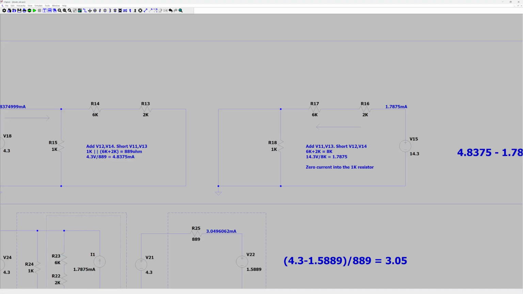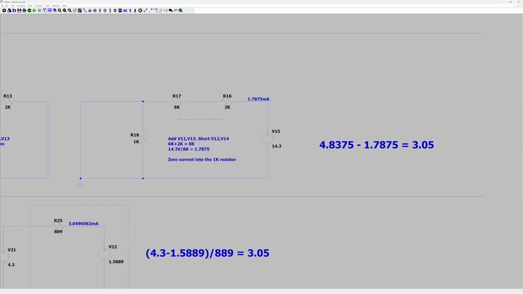And by superposition, since this one's going to the right and this one is going to the left, for the sign of it, you would subtract them from each other. So that minus that gives you 3.05. So that's superposition.